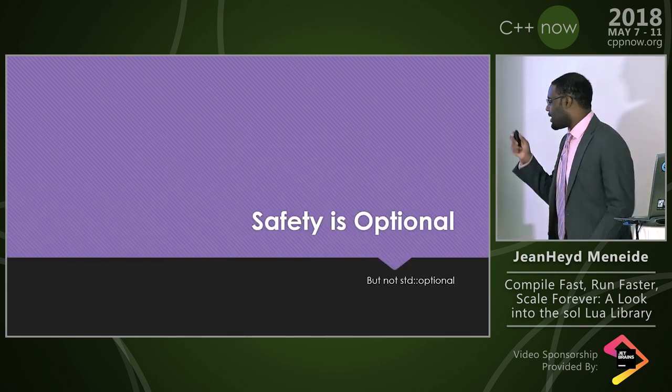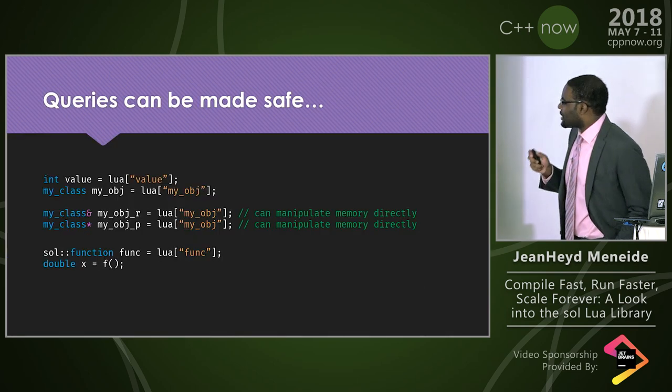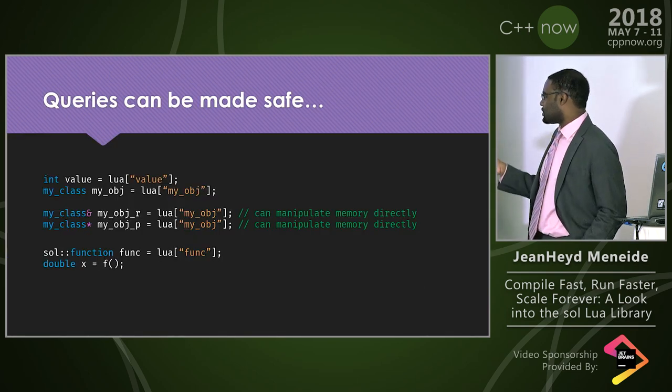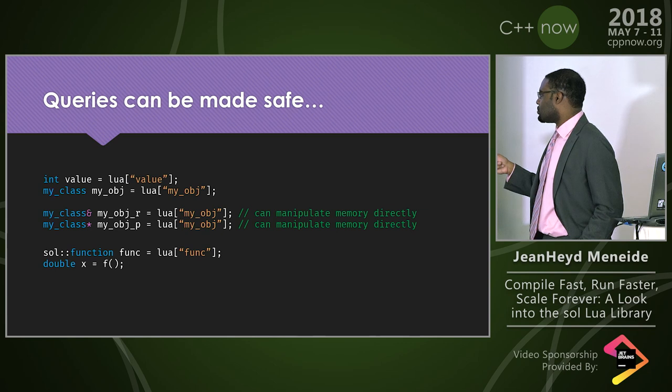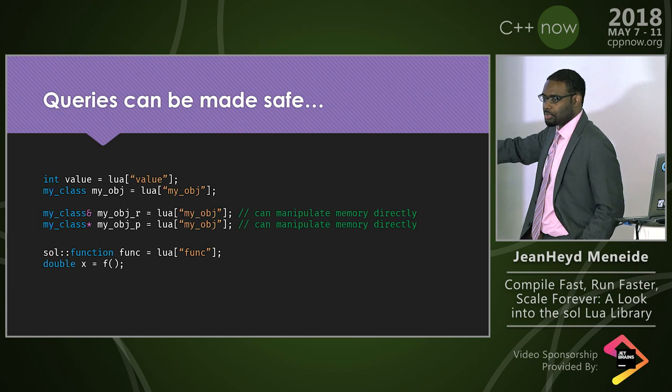So safety. Safety is optional, but not std optional. We're going to talk about why. Queries can be made safe. This is a bunch of queries that you can make out of it. You can manipulate the memory directly if you pull out a type and it's this class type. If you take a reference or a pointer, we give you the memory directly, and if you screw with the memory, it'll show up in the Lua VM directly, which is great.